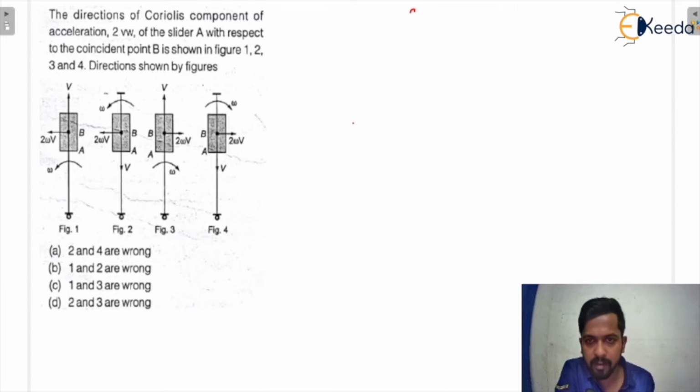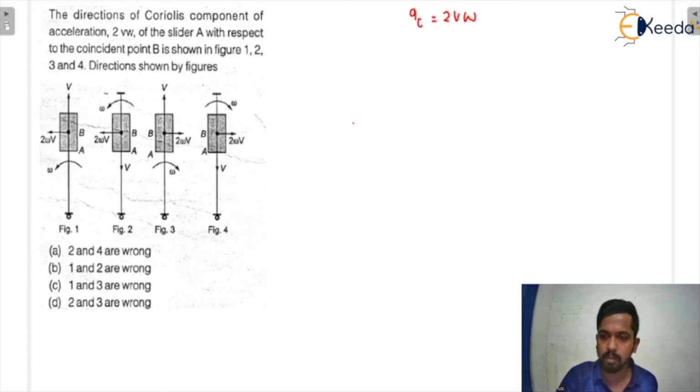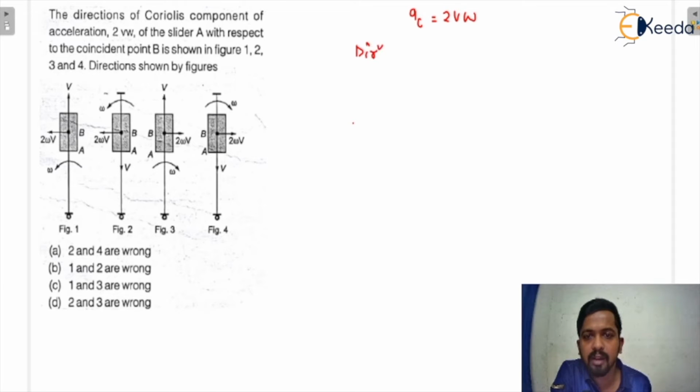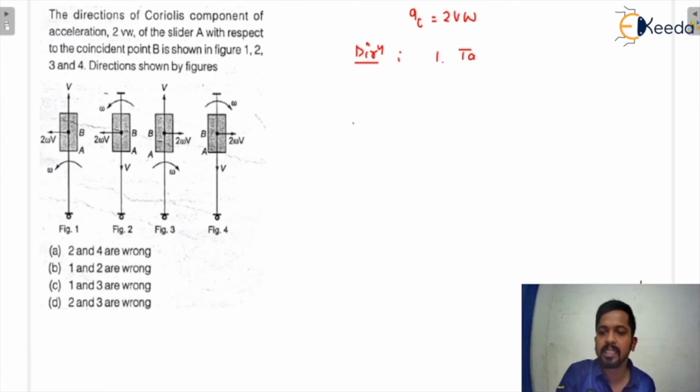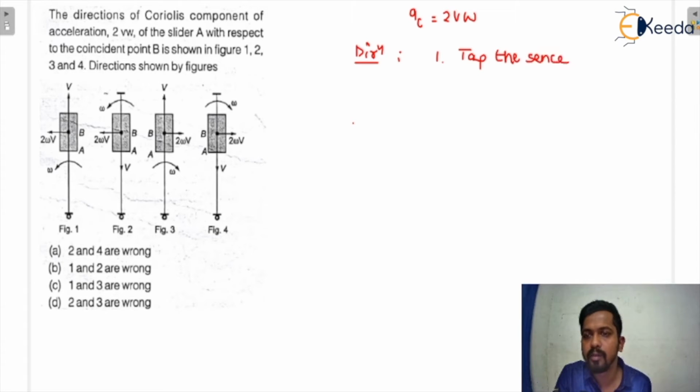First we need to understand what the Coriolis acceleration is: 2v omega. From this you can calculate the magnitude of the Coriolis acceleration. But if you want to know the direction, you have to follow two procedures. First, tap the sense of omega. Sense means whether omega is clockwise or anti-clockwise. You have to check it. Now second, rotate.